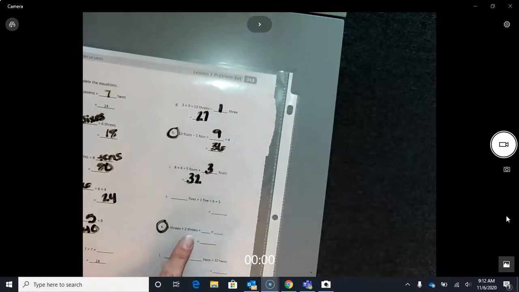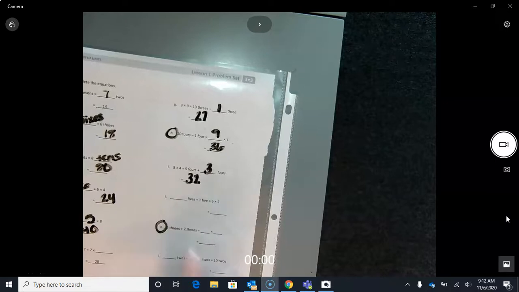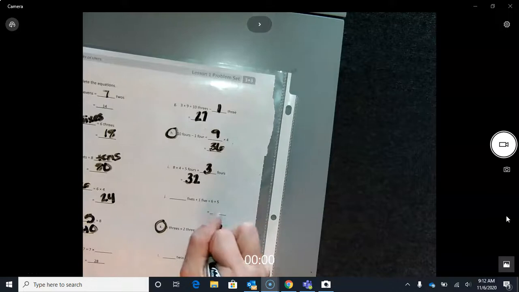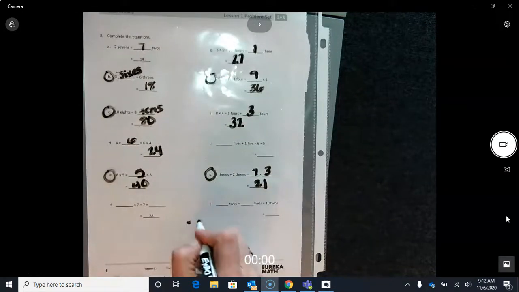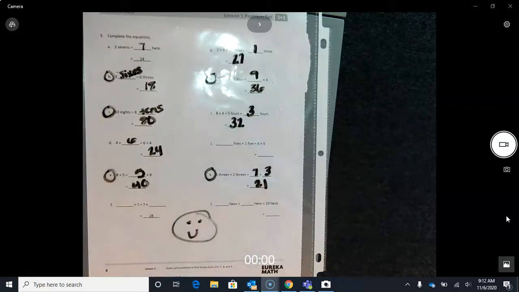All right, 5 threes plus 2 threes is the same thing as how many threes? 7 threes. And what is 7 times 3? Right, 21. Excellent job, everybody. If you want extra practice, you can go back and do the rest of the problems that we didn't do on your own. That is totally cool.